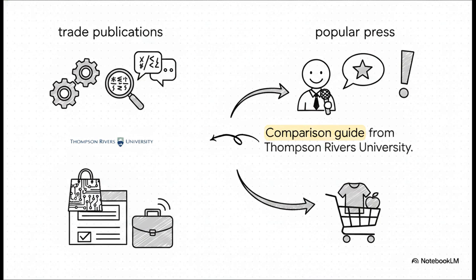A huge giveaway for a trade publication is the use of terminology specific to their field. Unlike the general, simple language you'd find in the popular press, trade magazines just assume you already know the basics of the industry. And the ads? They're totally different too. You're not going to see general consumer ads. Instead, you'll see advertisements for industry-specific software or, say, upcoming professional conferences.